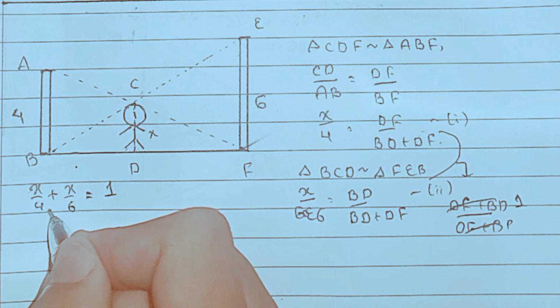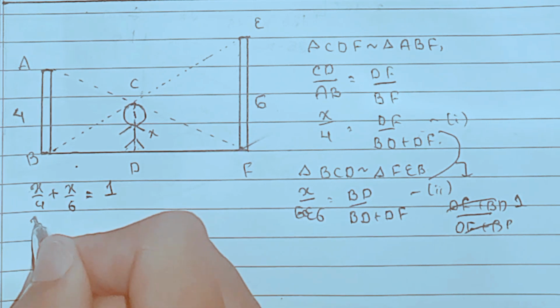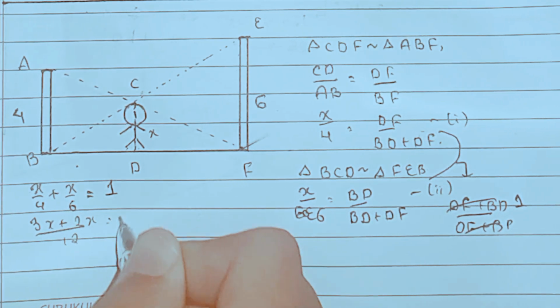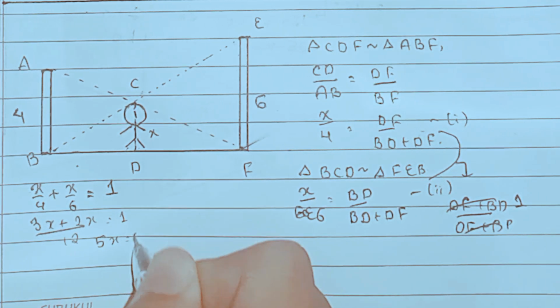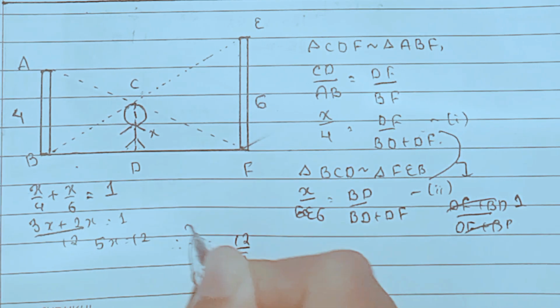So if we take LCM, then we'll get the LCM of 4 and 6 to be 12. So 3x plus 2x upon 12 is equal to 1. So 5x is equal to 12. Therefore x equals 12 upon 5 is the required height of this man.